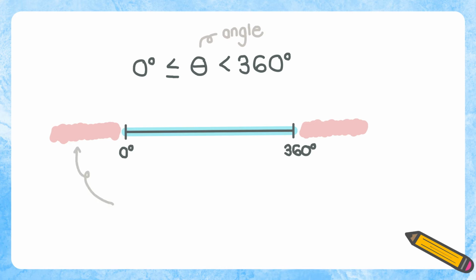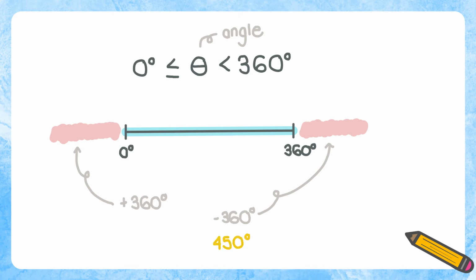So let's say the given angle is less than 0 degrees. So let's say the angle is a negative angle. In that case, we would add a full circle. So we would add 360 degrees to find a coterminal angle. And then let's say we have an angle that is greater than 360 degrees. In that case, we would take away a full circle. So we would subtract 360 degrees and find its coterminal angle.